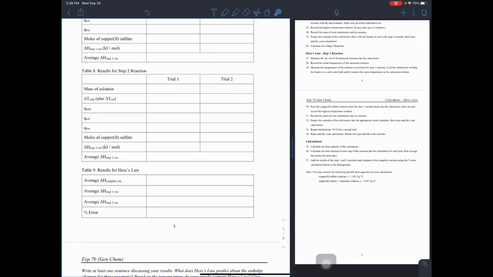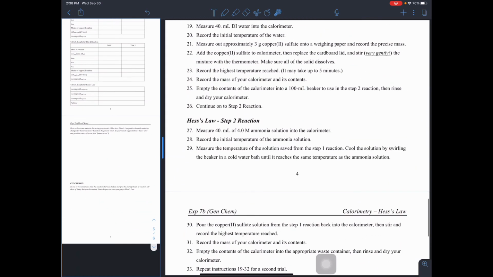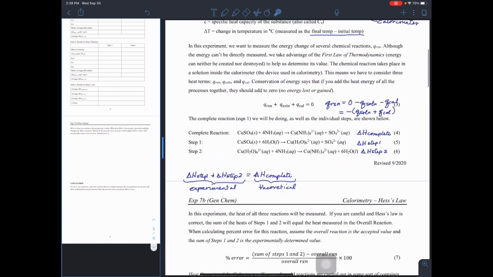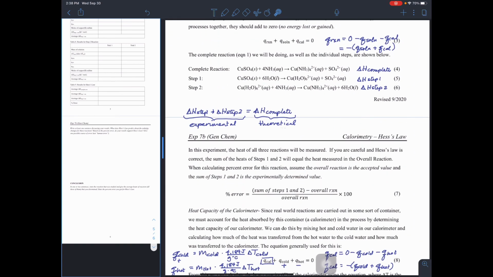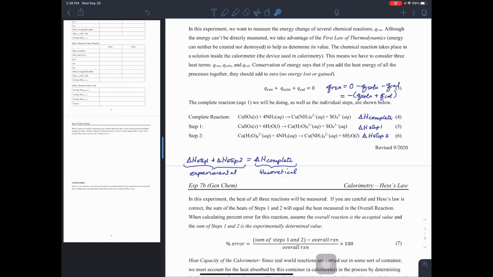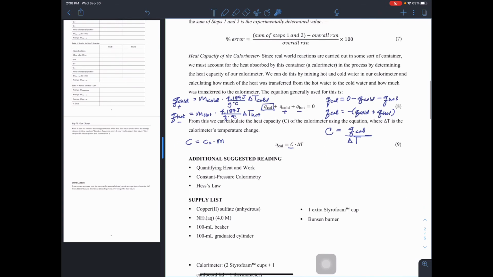The one thing you need to watch out for is which heat capacity do you use. So let's look at what we've got here. So the complete reaction. In the complete reaction, we had copper sulfate and ammonia, and so we used the 4.05 joules per gram degree Celsius. In step 1, we're dissolving the copper sulfate in water, so there's no ammonia present.